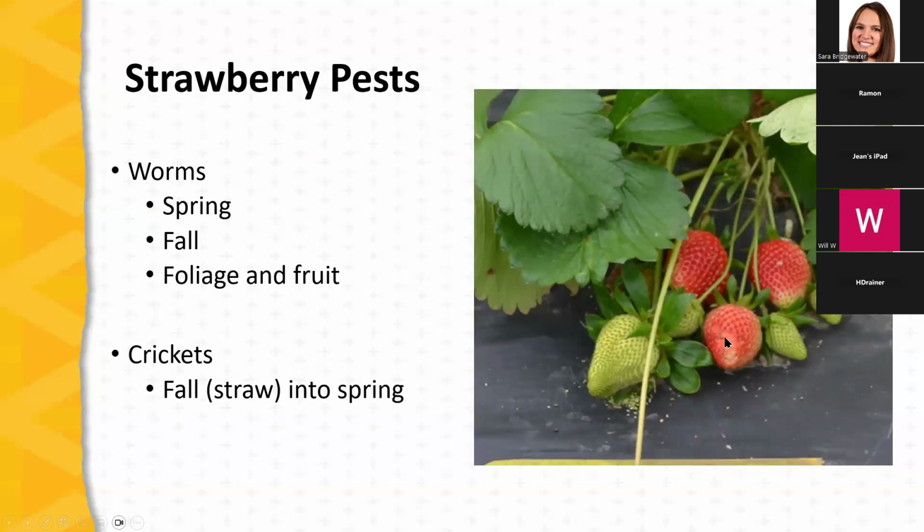Yeah, but the crickets also can eat the fruit, as you see in this case here. They can eat the fruit. They like the seed, but they eat the fruit too.